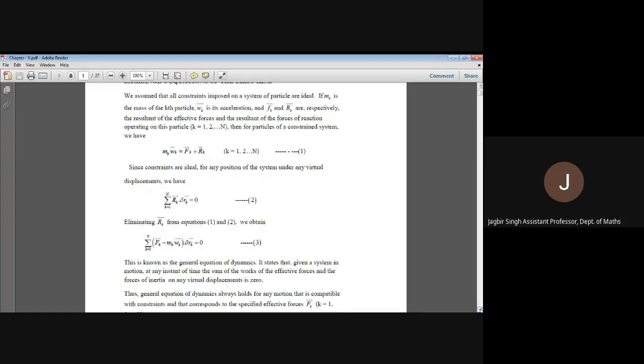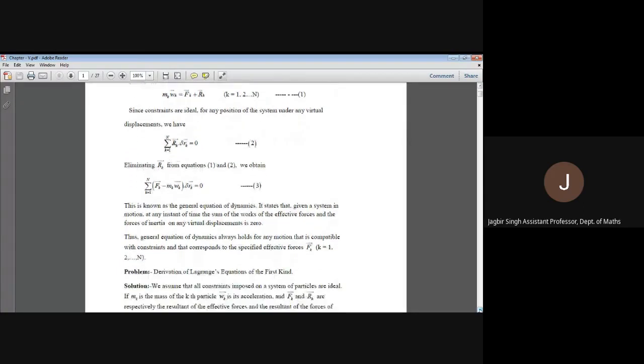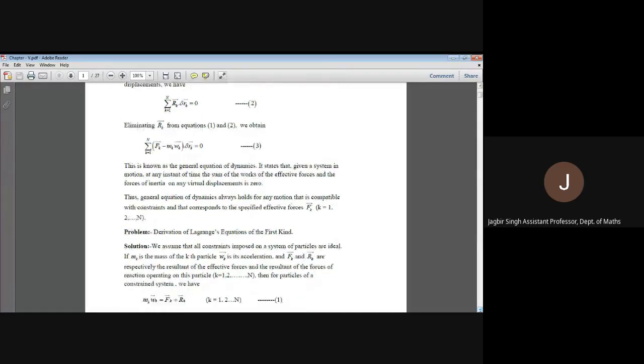Now from equation 1 obtain the value of rk. It will be fk minus mkwk, and replace that value in equation number 2. So we obtain equation number 3: summation k from 1 to capital N, fk minus mkwk, del rk is equal to 0. This is termed the general equation of dynamics, or equations 1 and 2 can be considered as the general equation of dynamics. Now let's derive the Lagrange equation of first kind.